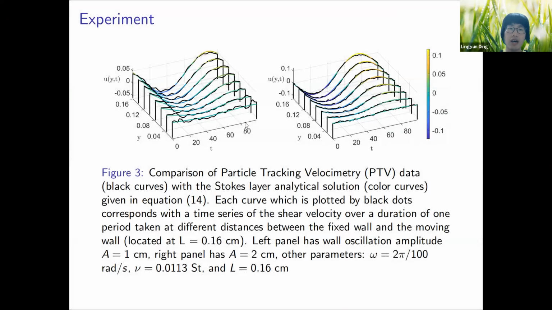Okay, so we use the PTV method to measure the velocity, and here's the result. The colored curve is a theoretical prediction of the velocity field, and the black curve is the experimental result.